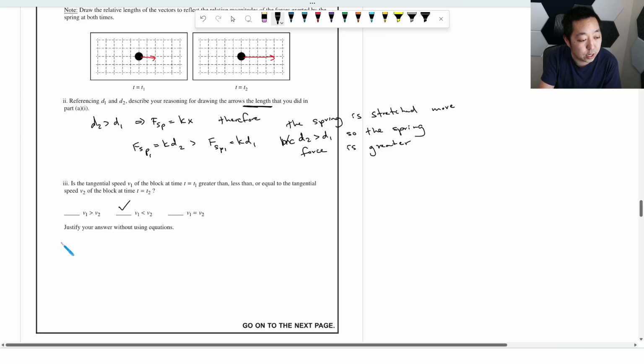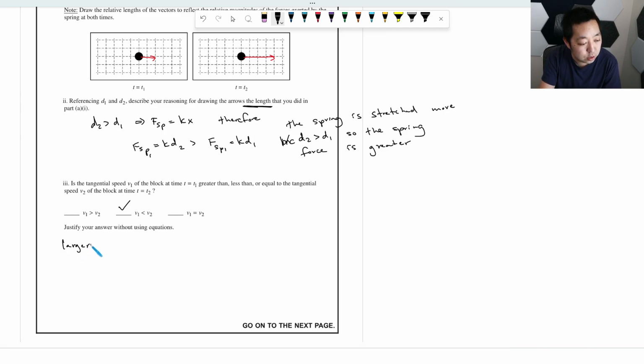And I would say a larger spring force means it's a larger net force, which implies the acceleration is larger. So in t2, the larger spring force, larger net force, means the acceleration is larger, which means the centripetal acceleration is greater.